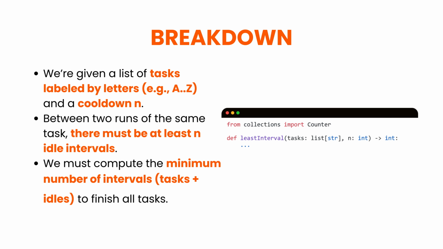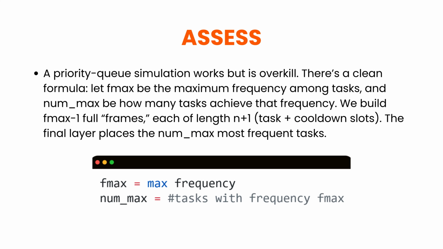Let's break this down. We're given a list of tasks labeled by letters, for example, A, Z, and a cooldown N. Between two runs of the same task, there must be at least N idle intervals. We must compute the minimum number of intervals, tasks plus idles, to finish all tasks. Now let's assess it. A priority queue simulation works but is overkill.